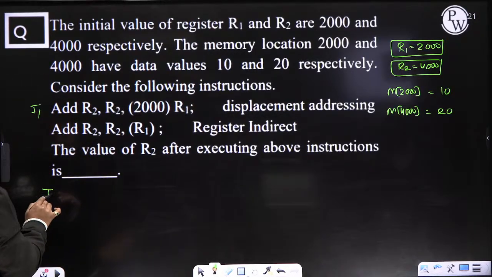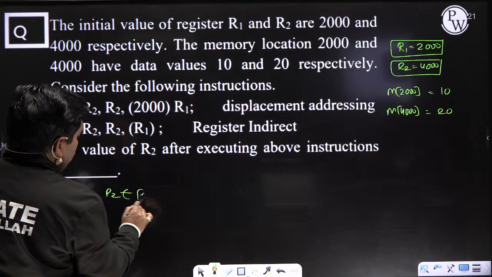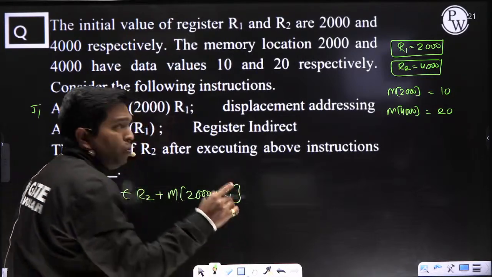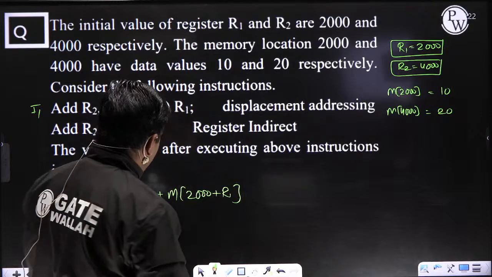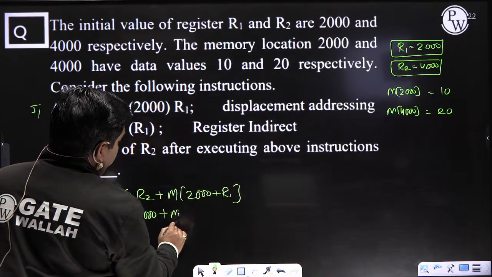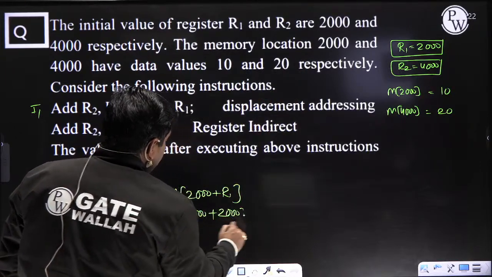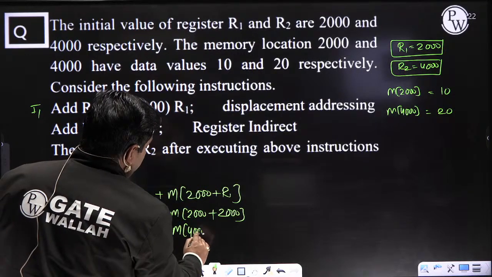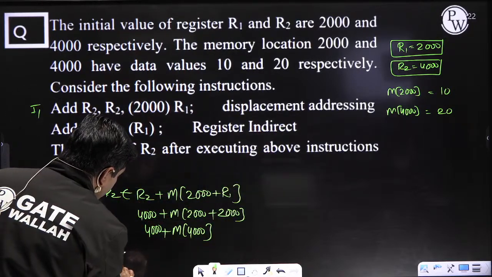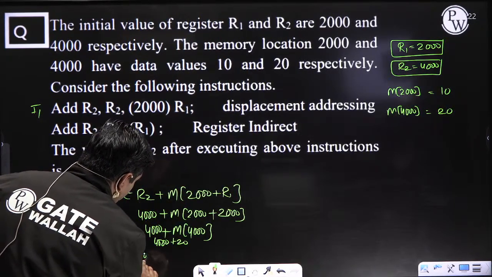What is the I1, my dear? Add in R2, R2 plus memory location 1000 plus R1. A similar type of question was asked in GATE also, and you will find it in test series also. So what is the value of R2? R2 value is 4000. M of 2000 plus R1, which is also 2000, my dear. Then memory location 4000 content will be added with 4000. So what are you getting? 4000 plus 20, so you will get 4020, my dear.